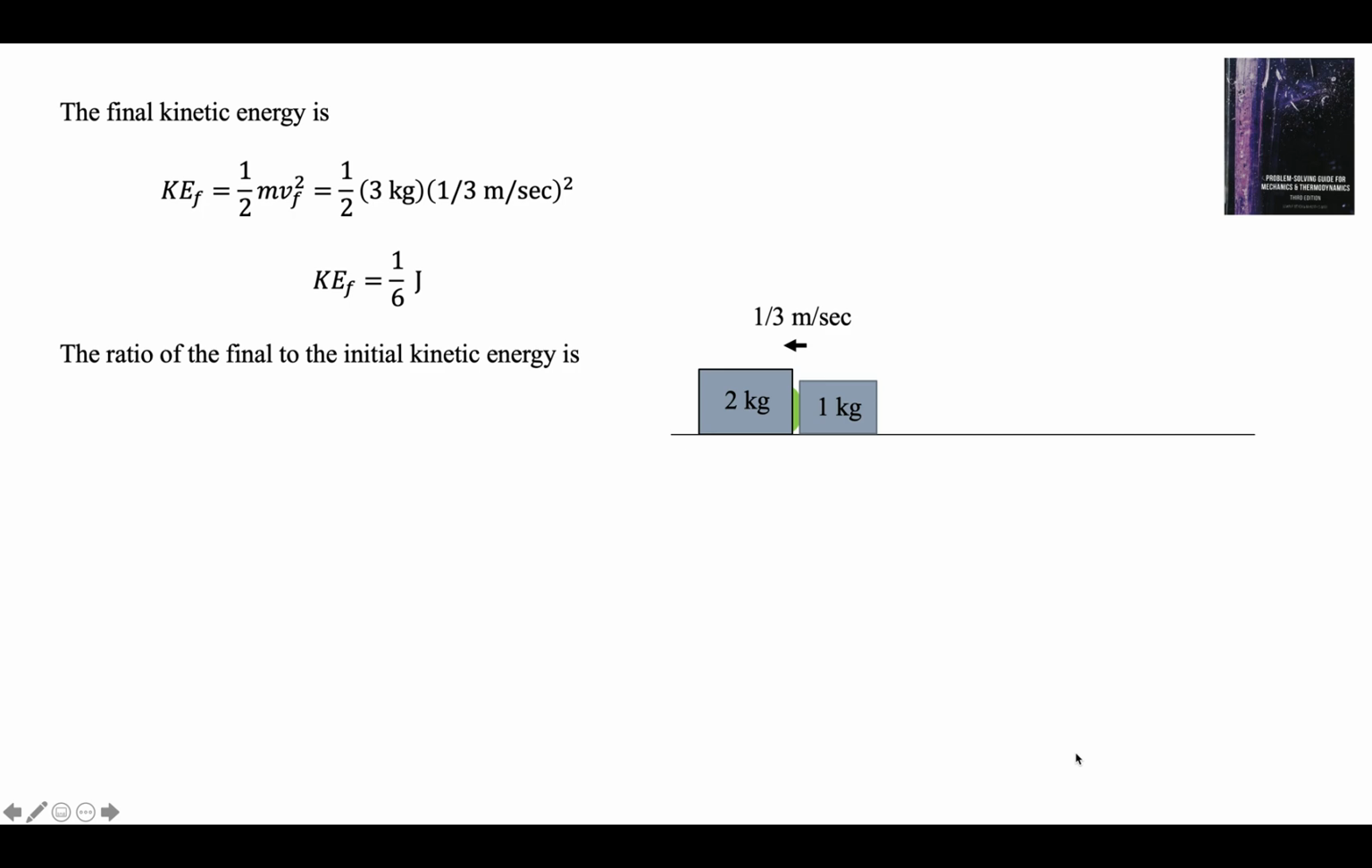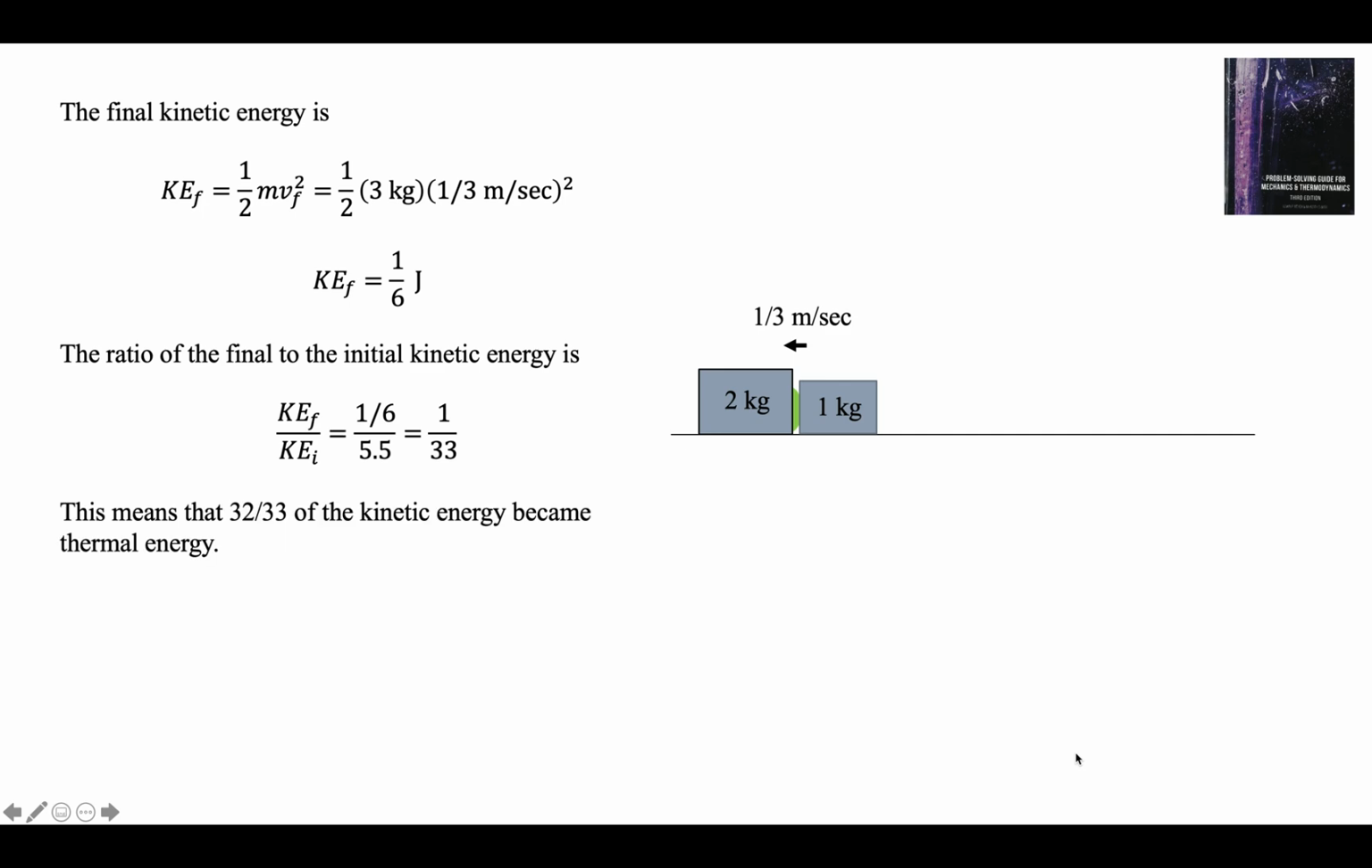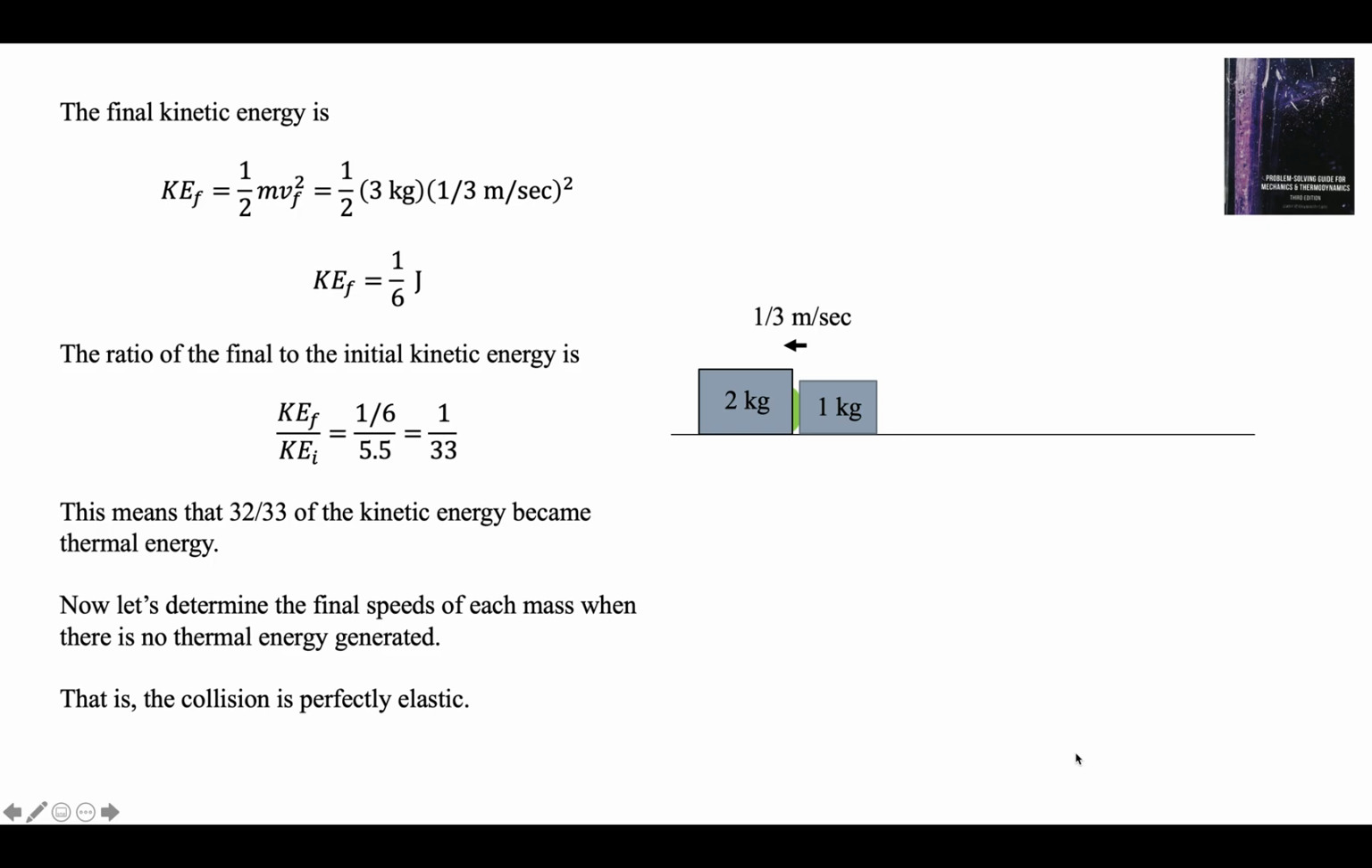Almost all of the kinetic energy was transferred to thermal energy. The ratio is 1 out of 30, so 29 thirtieths of the kinetic energy became thermal energy. This is typical when masses coming together collide. So now let's assume that there's no thermal energy generated. The collision is perfectly elastic, kinetic energy is conserved. So in this case, the second equation is KE initial equals KE final.